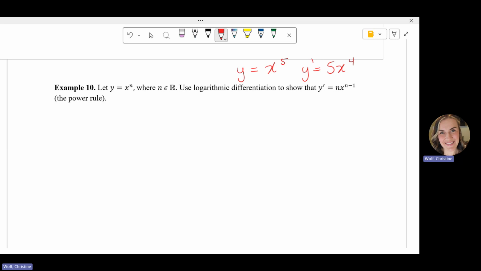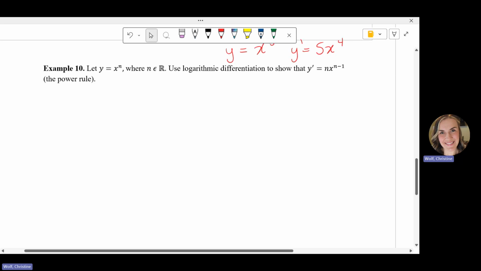You have to do one. You have to prove one. And I'm telling you now, you get to decide which one. Okay? This one is pretty simple in terms of the rules and the math. So maybe it's this one. I don't know. We'll see.